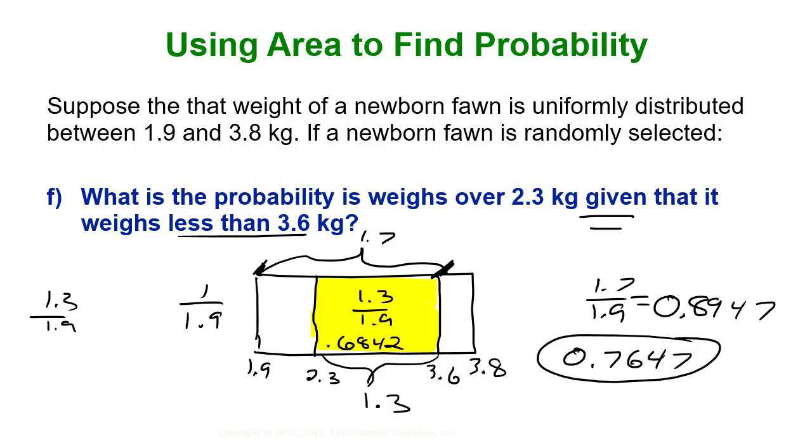Now, some of you may have recognized kind of a shortcut, and that is the fact that since we have a uniform height, instead of looking at the ratio of area over area, we could really just look at the ratio of base over base, because they have a constant height. So we could have gotten the same answer had we just done 1.3, because that's the base of the good stuff, divided by 1.7. And that also would give you the exact same answer.